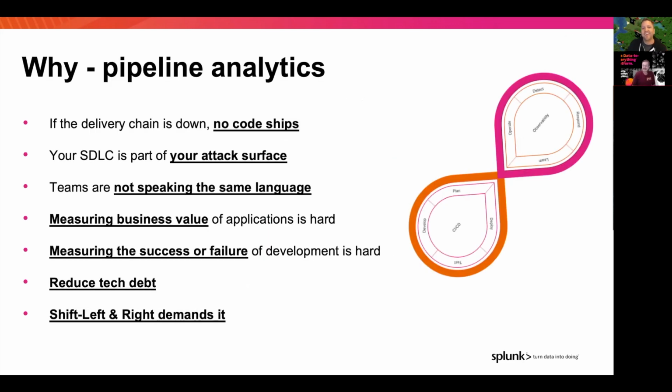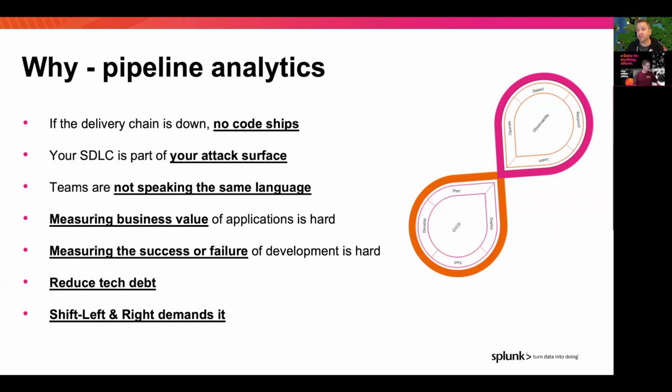So here's your infinity loop, and you've seen countless numbers of these, and they start to become cliche after a time. But let me tell you why pipeline analytics matters so much. First of all, if some component of your software delivery chain is down, such as testing, your secrets management, or your CI/CD, no code ships. You can't move artifacts. Your SDLC is a part of your attack surface.